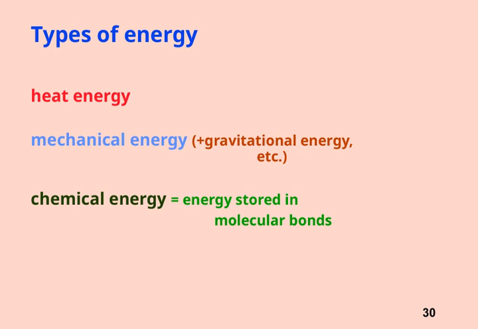Then there's chemical energy, which is a bit different. This is the energy stored in molecular bonds, the kind of energy we find in food, batteries, or fuel. It's the stored power that can be released during chemical reactions. Understanding these types of energy helps us see how energy moves and transforms in the world around us, connecting to the overall idea of energy conservation and transfer in physical systems.